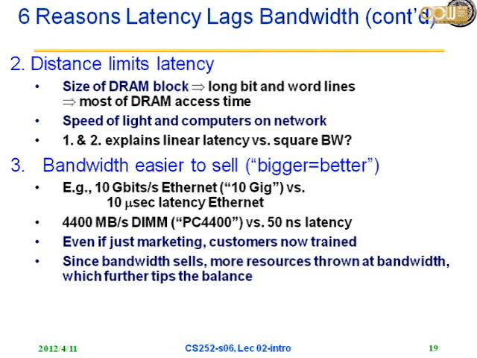And speed of light and computers on network were approaching the physical limit of speed. And there are many computers on network, so latency cannot be increased much, but bandwidth can. Reason number 3, bandwidth easier to sell.